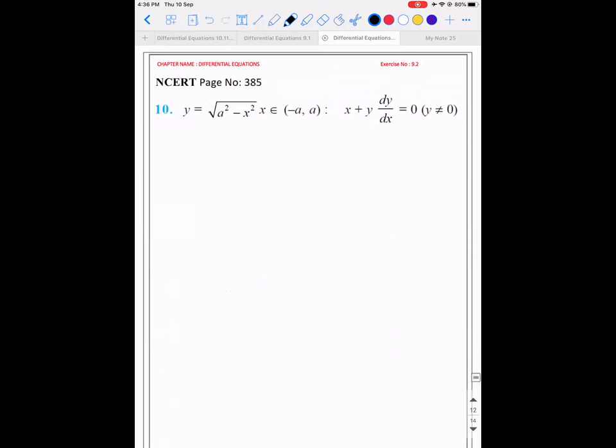So you people do this, no? y is equal to root of a square minus x square. Let this be equation number 1. You need dy by dx. So y dash is equal to 1 by 2 root of a square minus x square into minus 2x using the chain rule.